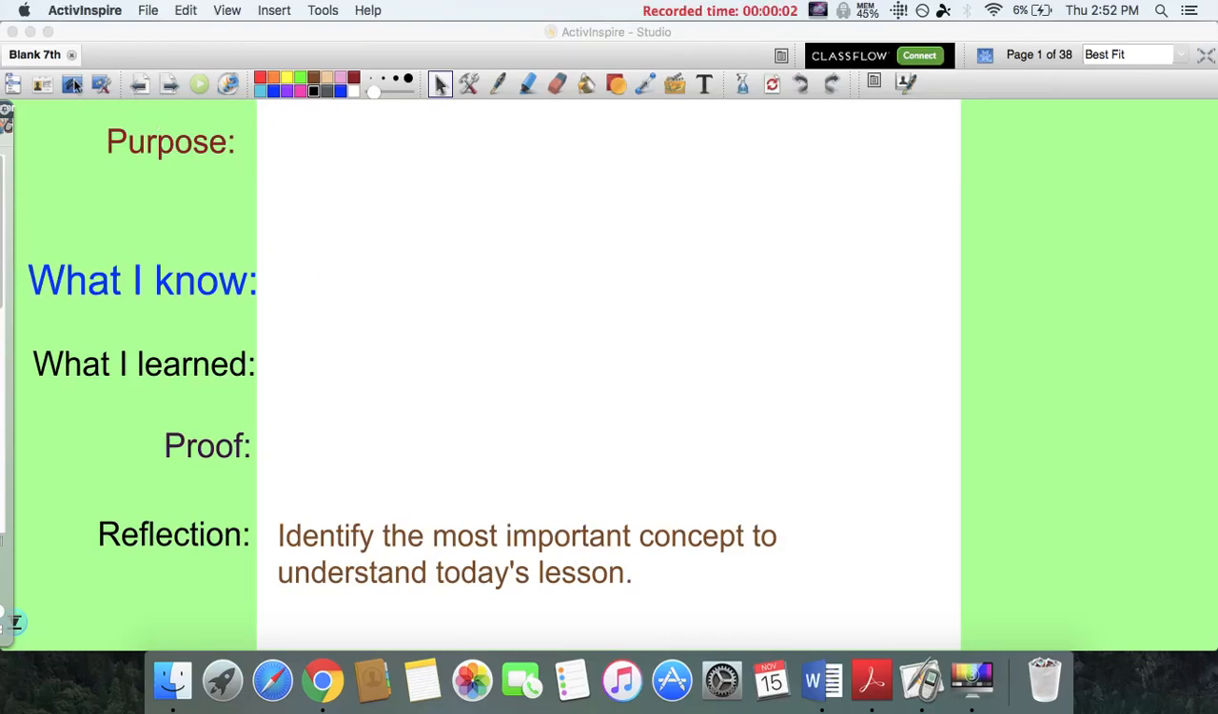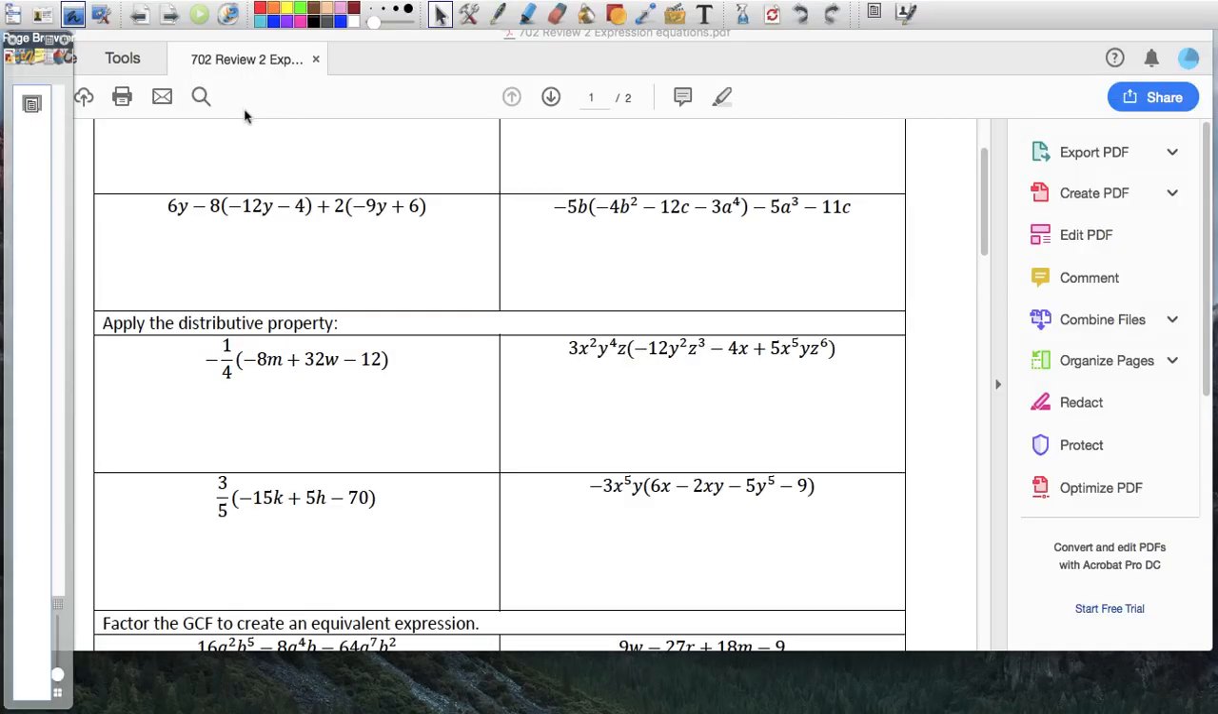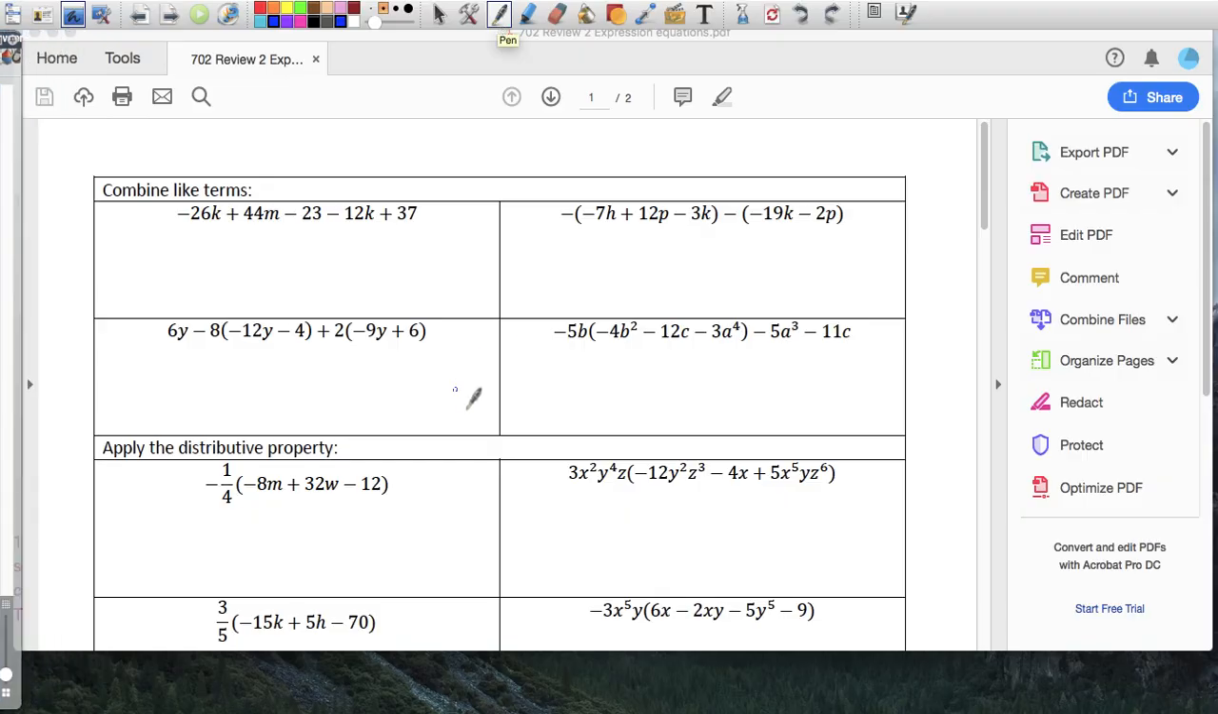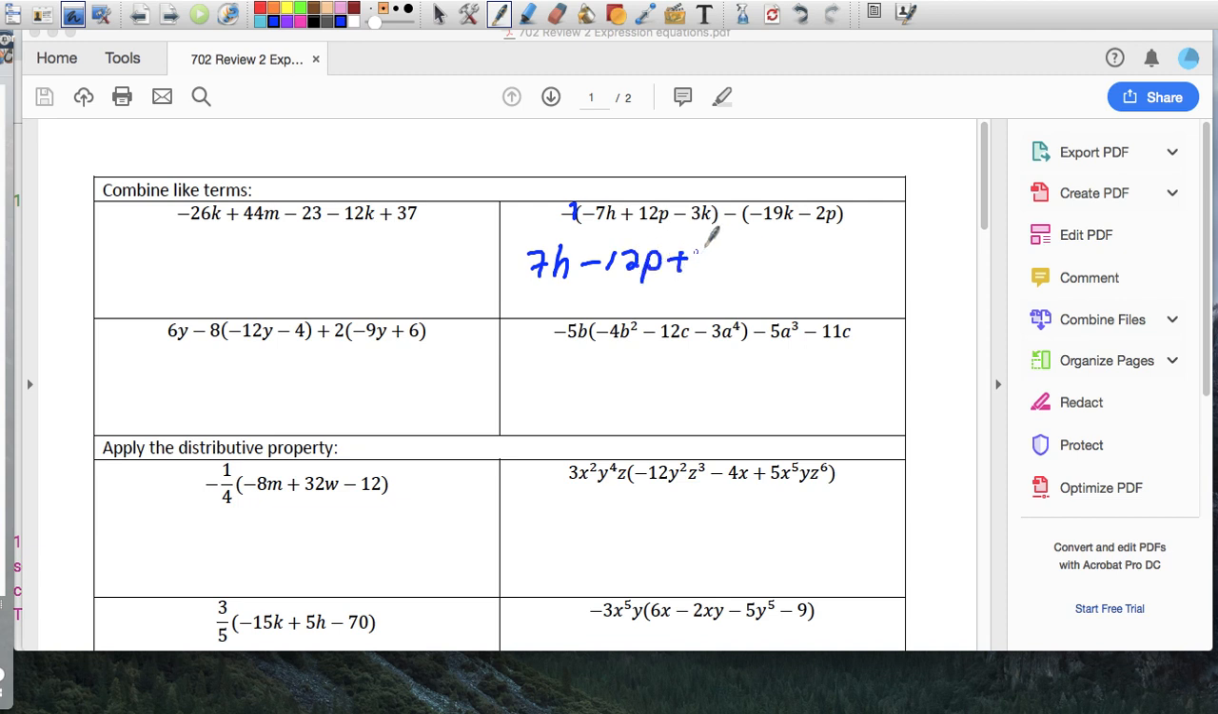Okay, so I'm not going to do all the problems, but I'll just do a couple of each, just so that you get an example, because this is your second review sheet. So let me take this one over here. Now we can pretend there's a 1 there, so we can write a 1 here. So it's a -1 times a negative, so everything is going to turn out positive, because you're multiplying and it comes out the opposite. So that comes out as positive 7h minus 12p plus 3k.